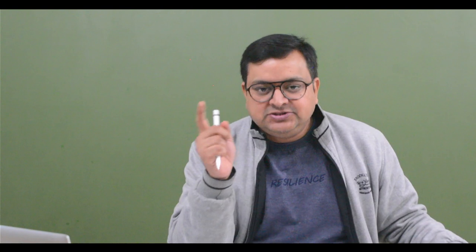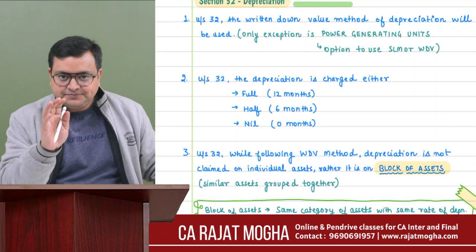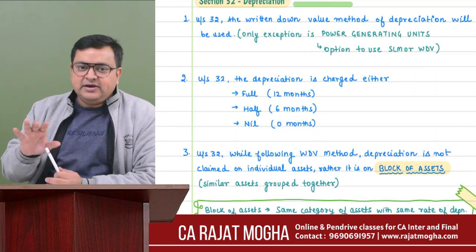If you are charging depreciation by using the SLM method, which you use for power generating, then the block of asset criterion is not there. Block of asset applies only when you are using the WDV method, and generally we use the WDV method, so it is block. But if the assessee is a power generating unit where SLM depreciation is adopted, then please charge depreciation on individual assets, right? Is this clear to you? When you are using WDV, please use block of assets. On SLM, we take individual basis. Okay.